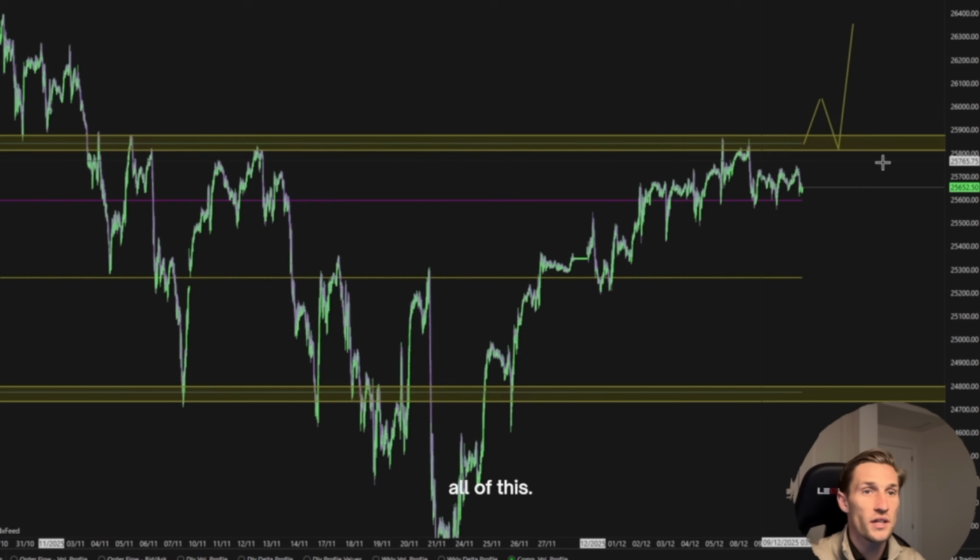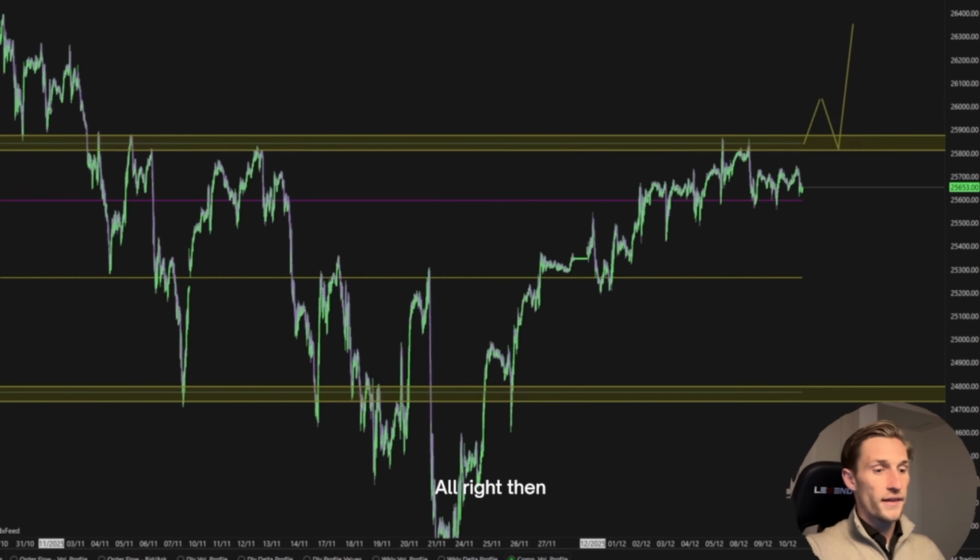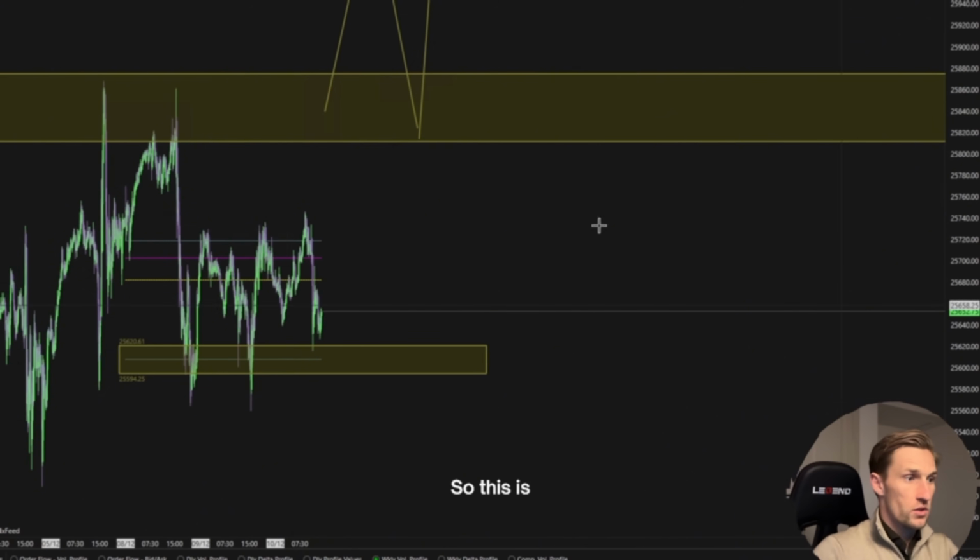But of course, all of this you need extra confirmations and everything. But as you can see here, price is reacting at that value area high, price is reacting at the value area low. It's just very valuable. Right, then we go one lower. So this is the weekly.